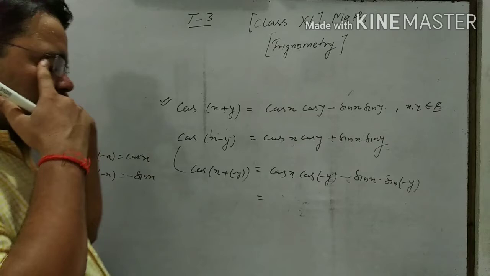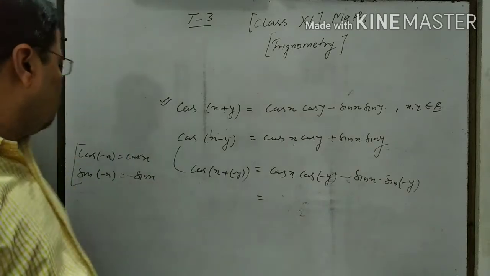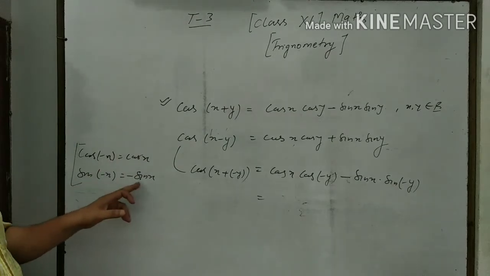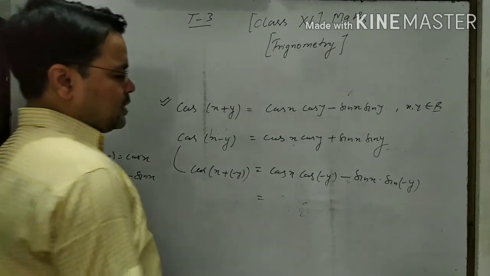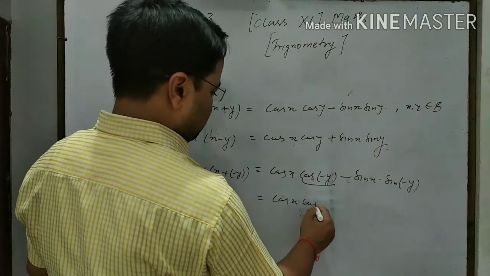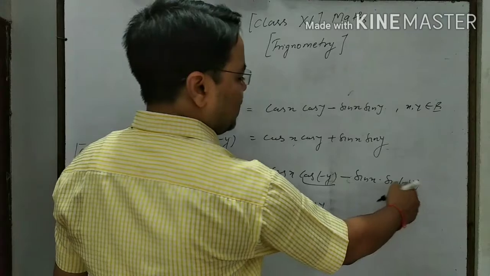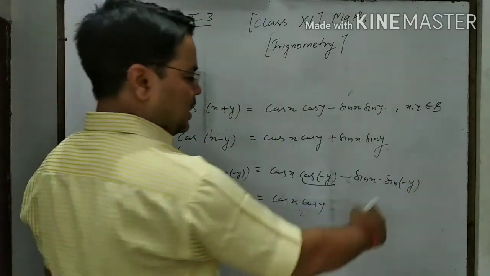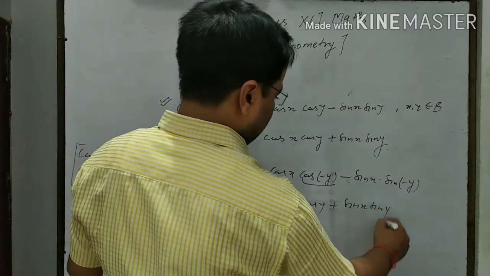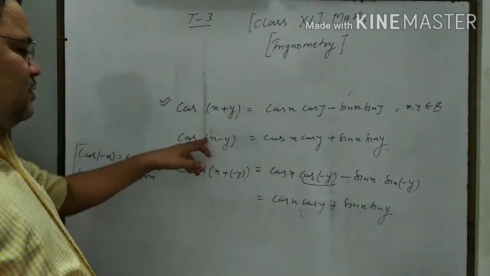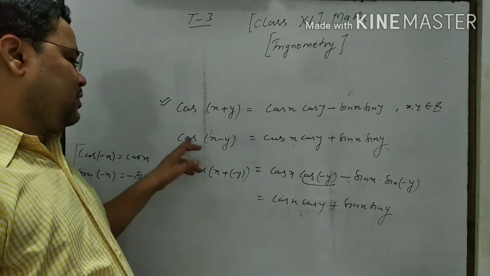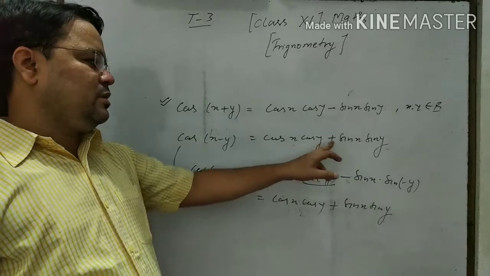There are some things which you have to learn. So cos(-x) is equal to cos x, and sin(-x) is equal to minus sin x. We know that cos(-y) will be cos y, so it will be cos x cos y. But here sin(-y) will be minus sin y, and minus minus will be plus, so it will be sin x sin y. In this way, if you learn this, we can simply make the formula for the other one.